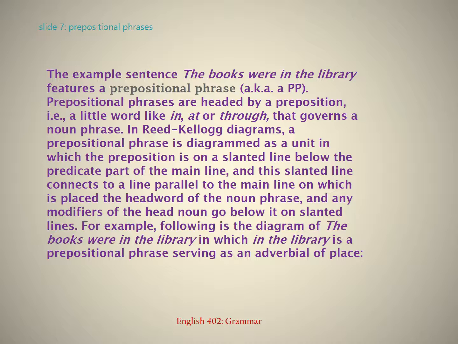line below the predicate part of the main line, and this slanted line connects to a line parallel to the main line on which is placed the head word of the noun phrase, and any modifiers of the head noun go below it on slanted lines. For example, following is a diagram of "the books were in the library," in which "in the library" is a prepositional phrase serving as an adverbial of place.